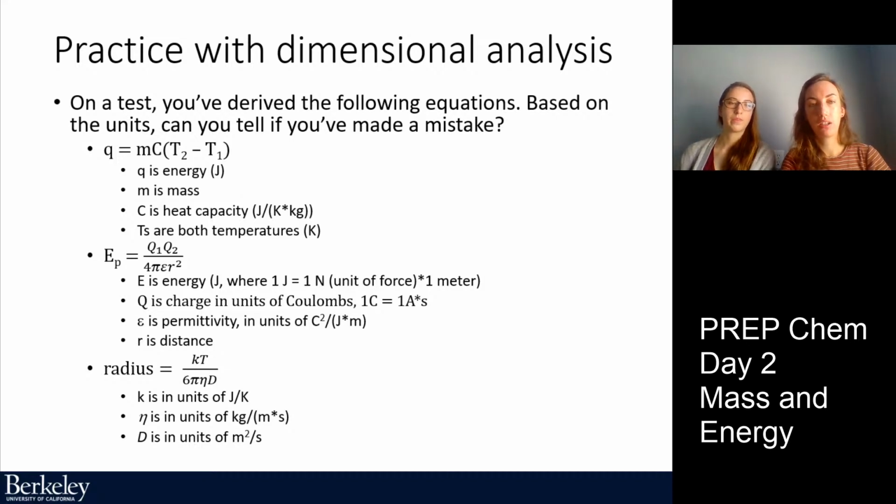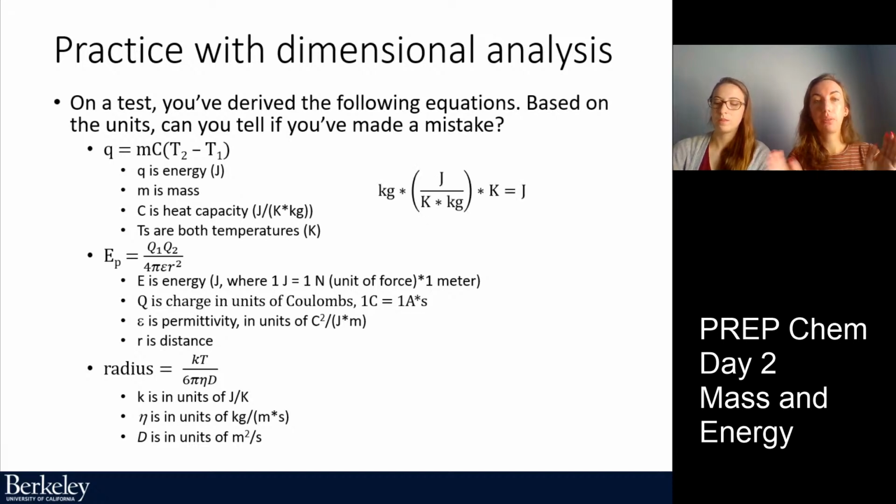Okay, so I'm just gonna quickly go through the answers here. For the first one, if I plug in kilograms for mass, joules per Kelvin times kilogram for heat capacity, and Kelvin for the temperature, I can cancel out the 2 kilograms with each other, cancel out the 2 Kelvins with each other, and I get just joules. And that's what I wanted. I wanted my Q in units of joules, so that means this equation could be right. It is not necessarily right, but we've ruled out at least one thing that could have told us it was definitely wrong.